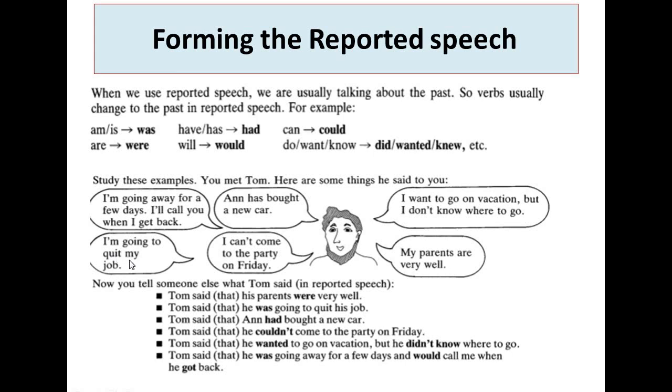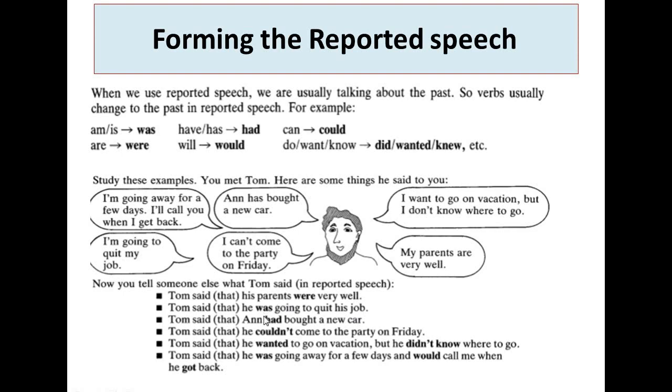Okay, so I'm here. I becomes he. I am becomes the verb to be, was. He was going to quit his job. He said that he was going to quit his job. So here "my" becomes "his".